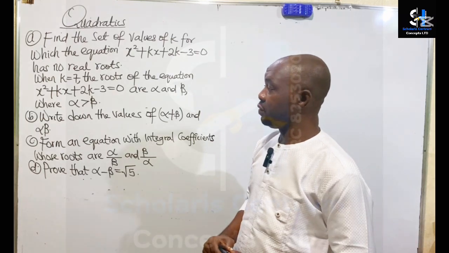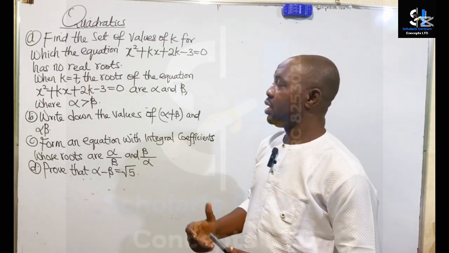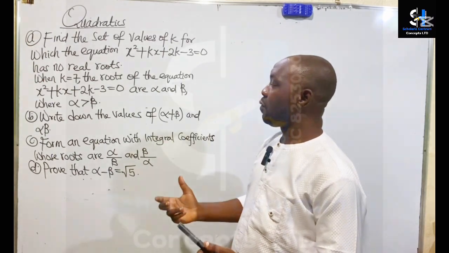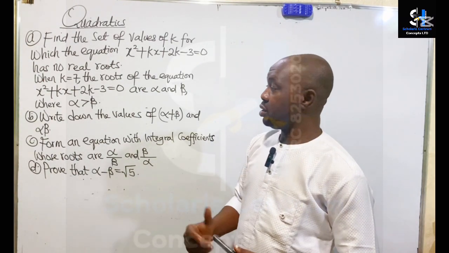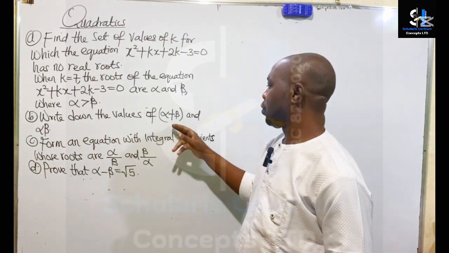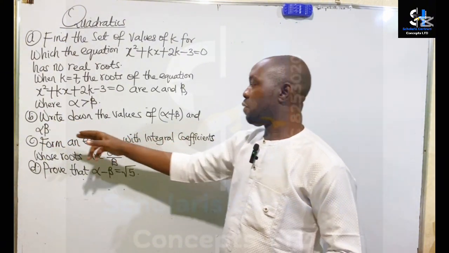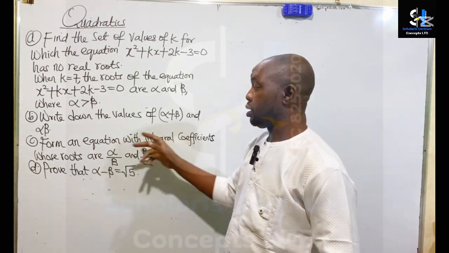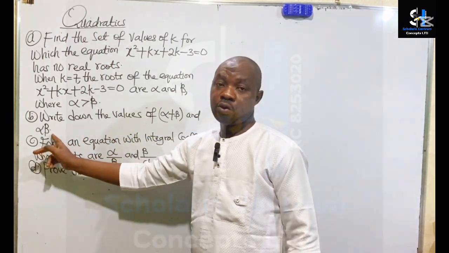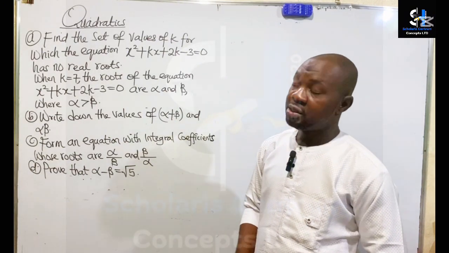When k equals 7, the roots of the equation x squared plus kx plus 2k minus 3 equals 0 are alpha and beta, where alpha is greater than beta. And also we have to write down the values of alpha plus beta, that is the sum of roots, and alpha beta, and this will be what? The product of roots, using what we call Vieta's formula.